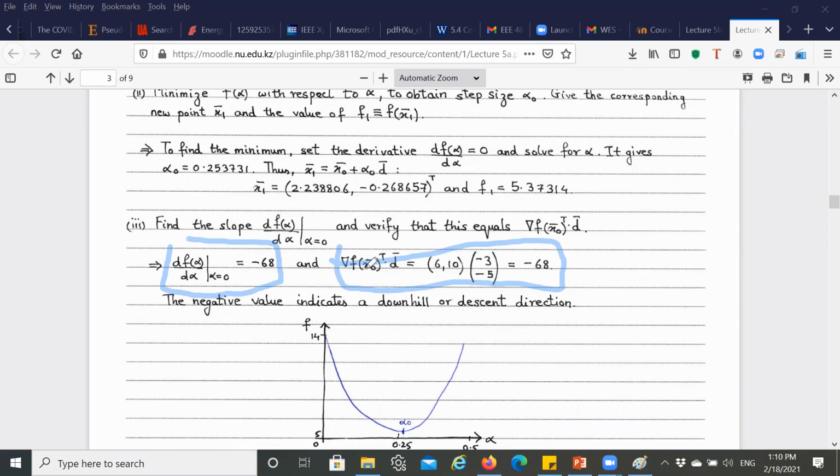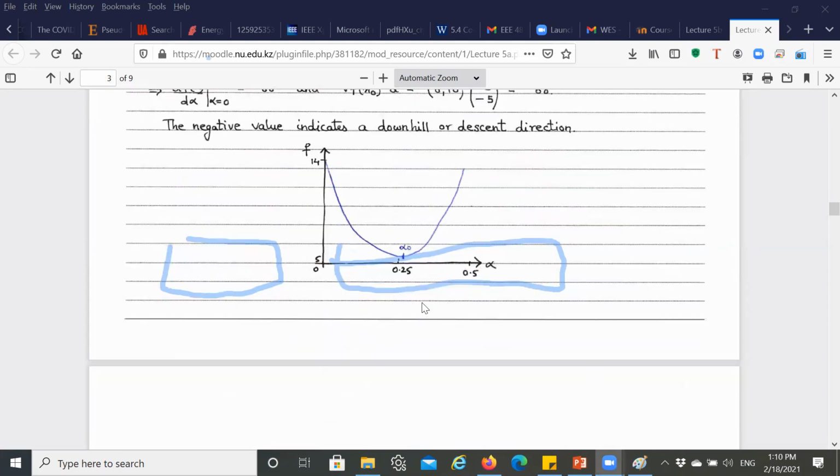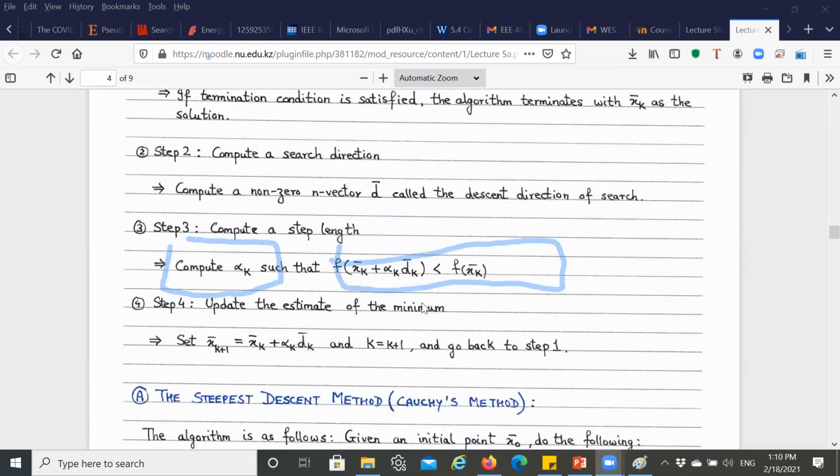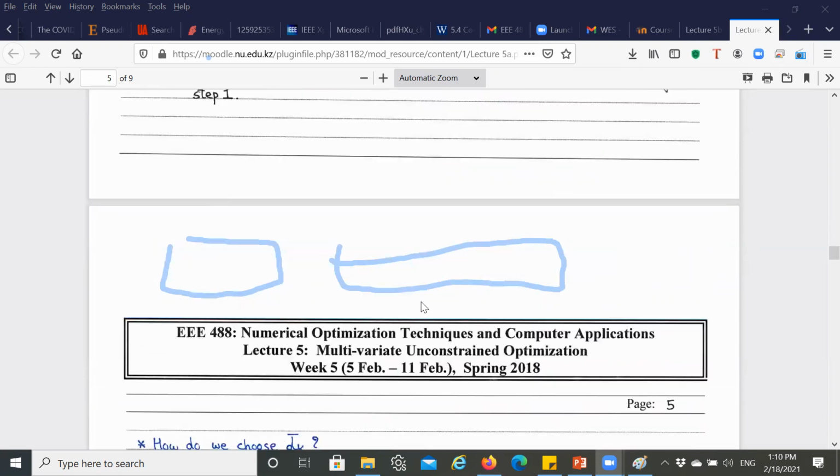So the product of the gradient at a point x naught, your initial point, with the direction in which you're moving is -68, and this -68 is actually the value of the first derivative of the function in terms of alpha, where alpha is equal to 0. So what does it tell us? It tells us that the gradient, where is that guy? I had a figure somewhere.